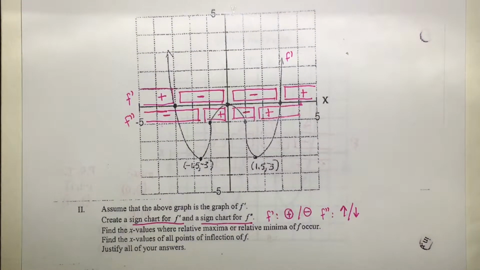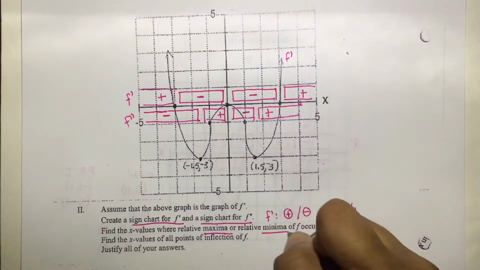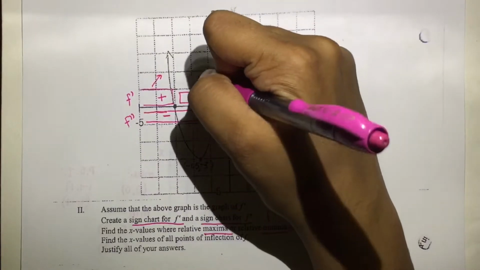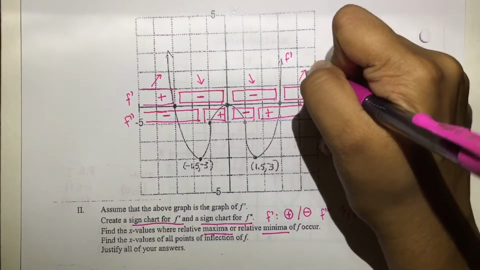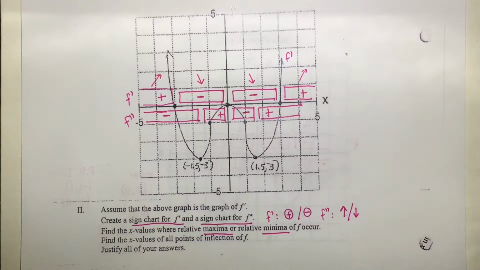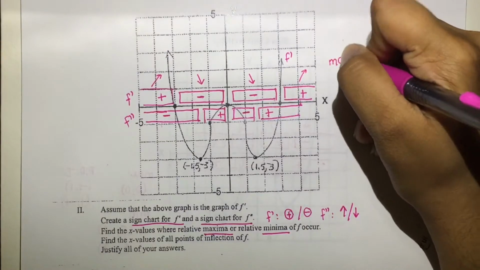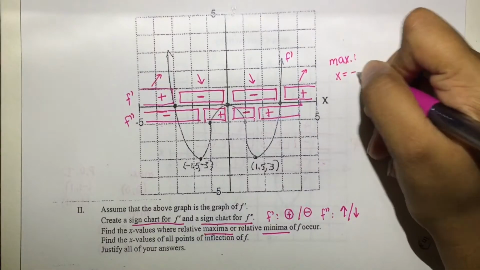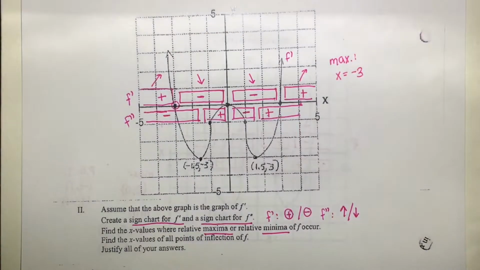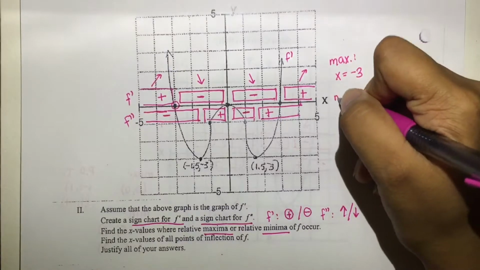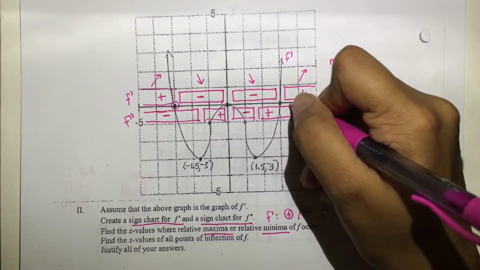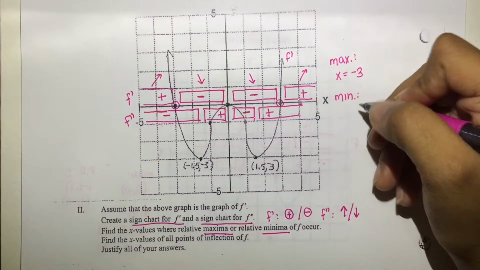Now our next task is to find the relative minima and relative maxima of f, not of f prime. So we can see from the f prime sign chart that the graph goes from increasing to decreasing, and then finally to increasing. Therefore, we know that there is a maximum when the graph goes from increasing to decreasing at x equals -3, and there is a minimum when the graph goes from decreasing to increasing, or negative to positive, at x equals 3. So therefore, we can say that the minimum is at x equals 3.